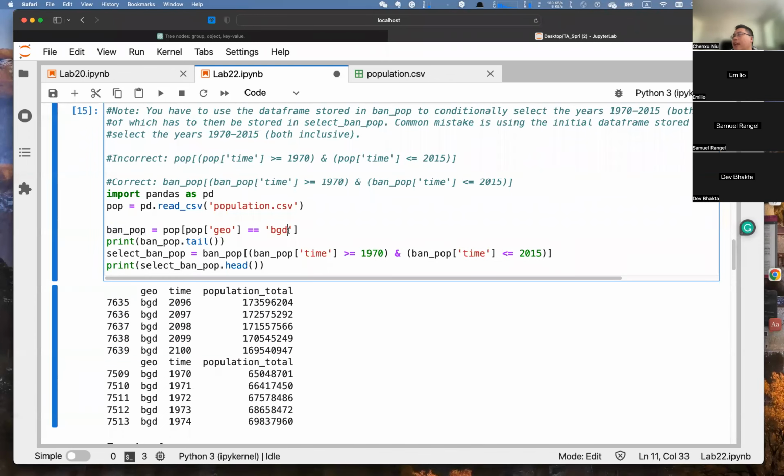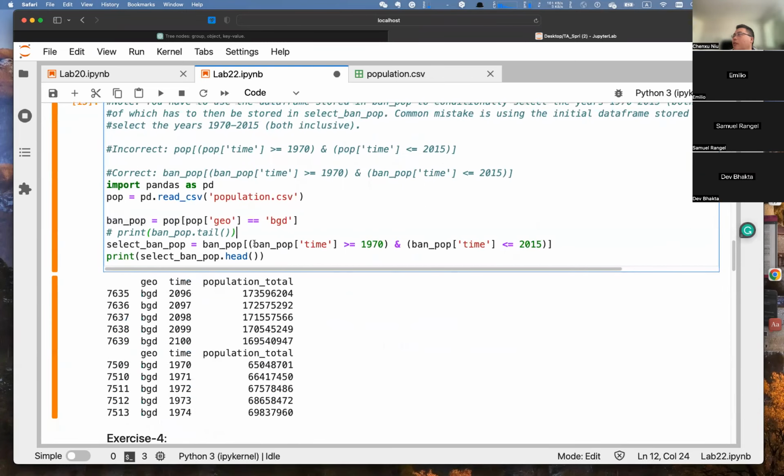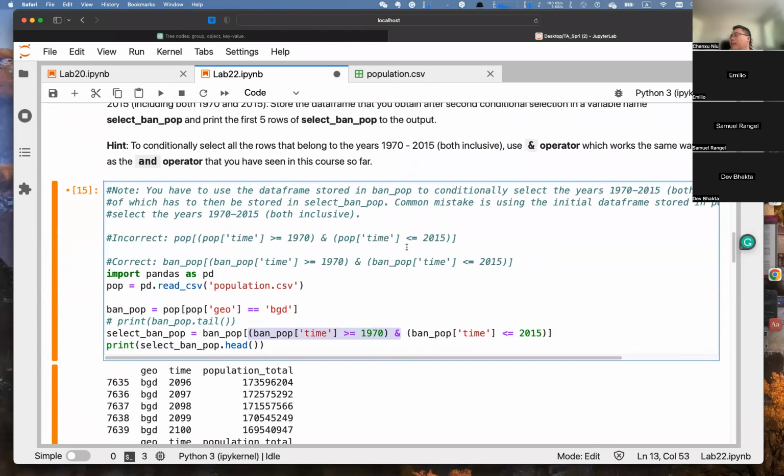So we only select the BJD, which means in this one, all the data is from the country BJD, right? And the last one, if you want to know only for 1970 to 2015, we need to use another conditional selection. And in this selection, we use again, right? Second data frame and select. This one is greater than 1950 and smaller than 2015.